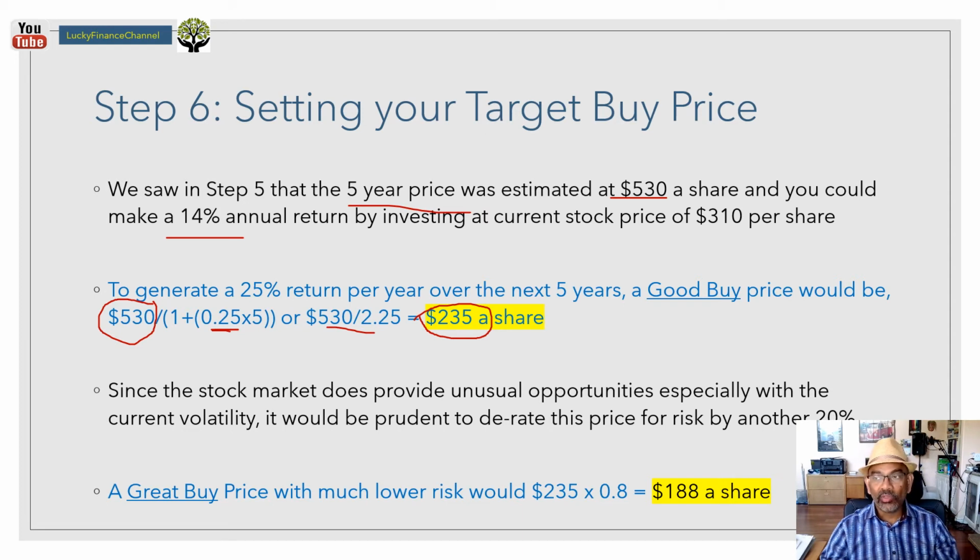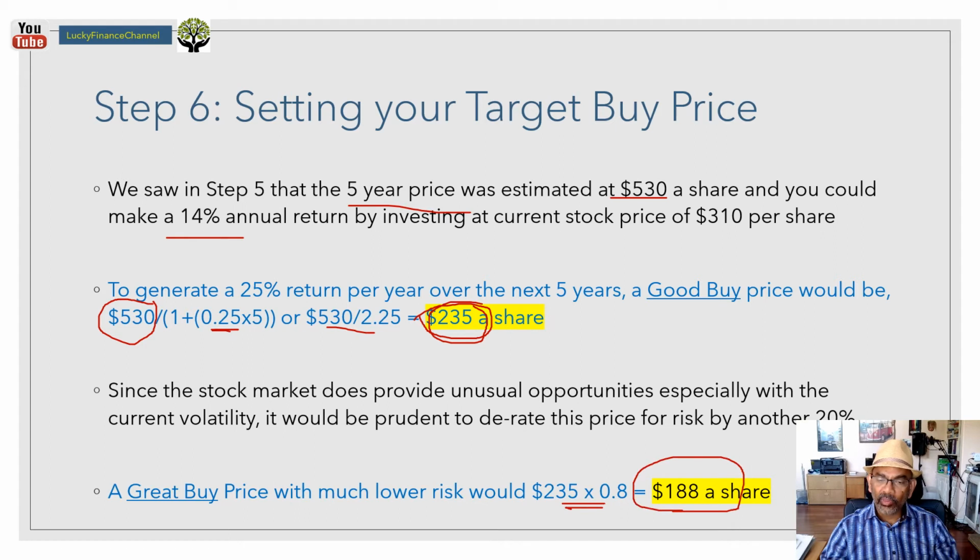But you know what? Apple went all the way down to, I think it was $222 in mid-March during the COVID crisis. So you might get that opportunity again. Now, the other thing is, just to be very safe, you want to try to derate this number by another 20%. So you multiply that number by 0.8 and gives you a price of $1.88.